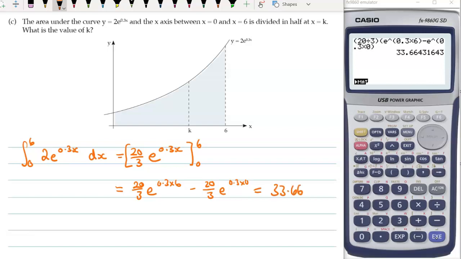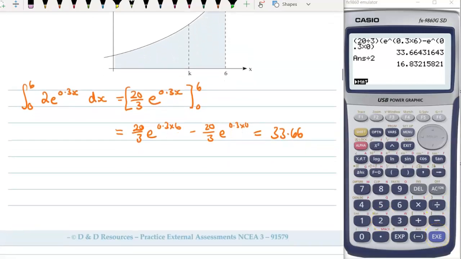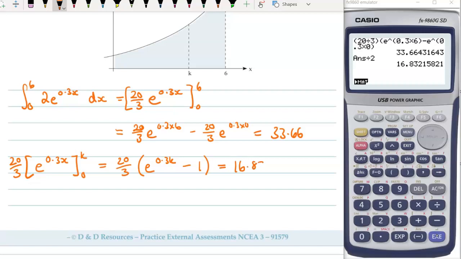Okay, now k splits the area in half. So if we divide that by 2, we need the area to be equal to 16.8. So I'm going to bring the 20/3 outside the bracket because we can do that with constants. If we go between 0 and k, we need to set that equal to 16.8. So putting in the k will give me 0.3k. Putting in the 0 is e to the 0. That's just 1. Set that equal to 16.83.